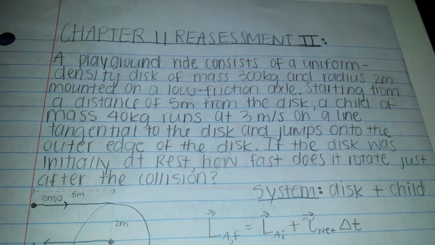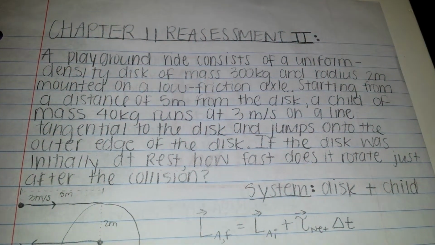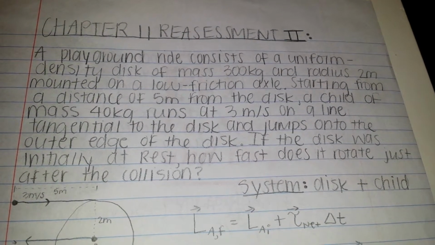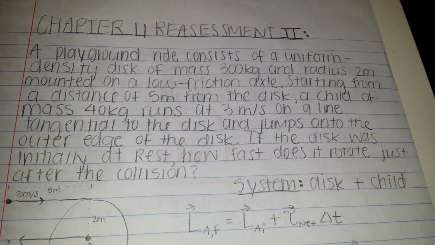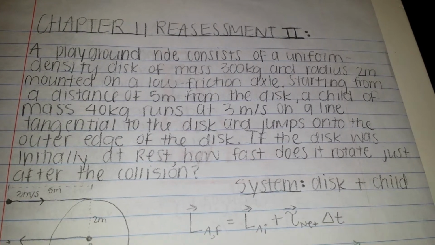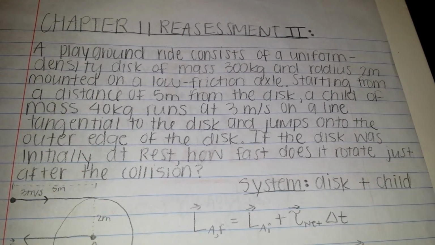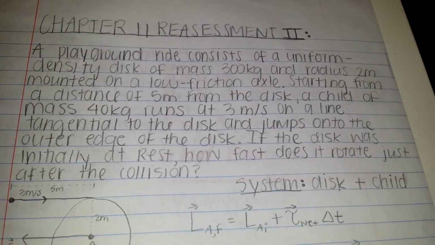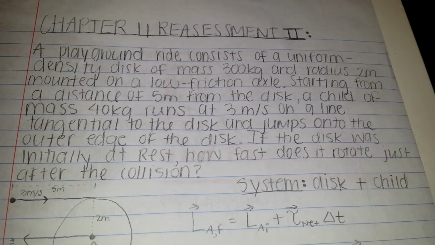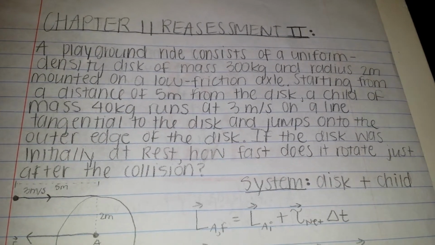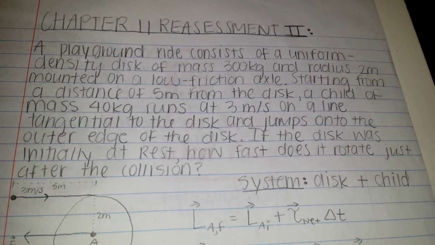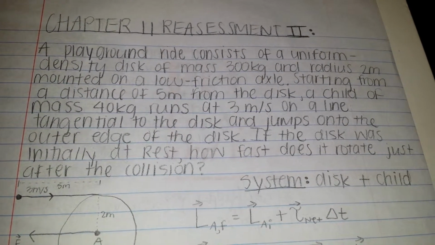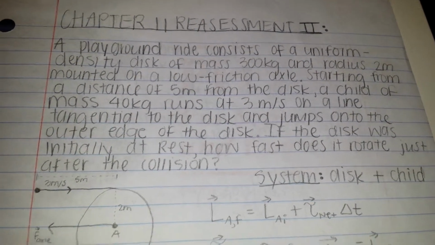This is my second Chapter 11 reassessment. A playground ride consists of a uniform density disc of mass 300 kilograms and radius 2 meters mounted on a low friction axle. Starting from a distance of 5 meters from the disc, a child of mass 40 kilograms runs at 3 meters per second on a line tangential to the disc and jumps onto the outer edge of the disc. If the disc was initially at rest, how fast does it rotate just after the collision?